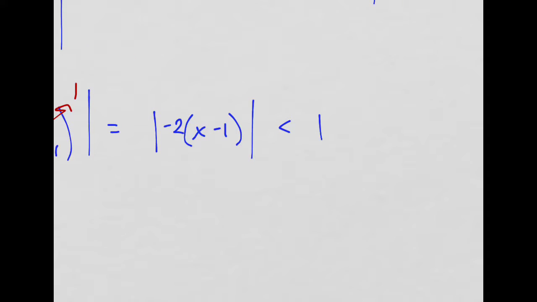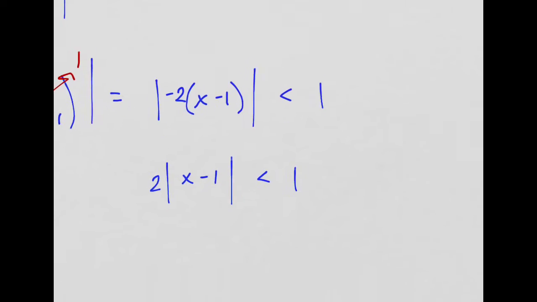And then I can just further simplify. The absolute value makes the negative 2 become a positive 2 on the outside. I can bring that on the outside. And then I just have x minus 1. I don't need the parentheses anymore. The absolute value of x minus 1 is less than 1.